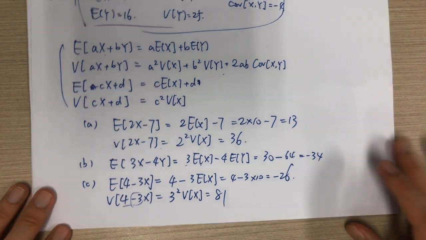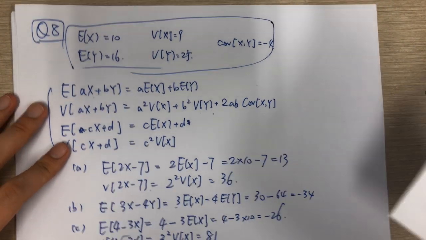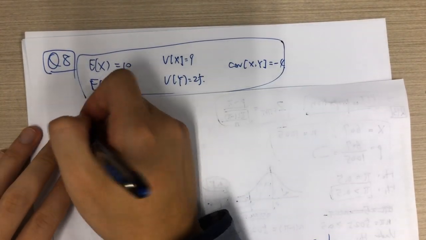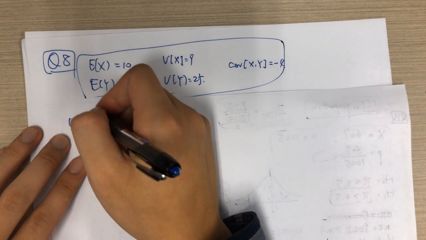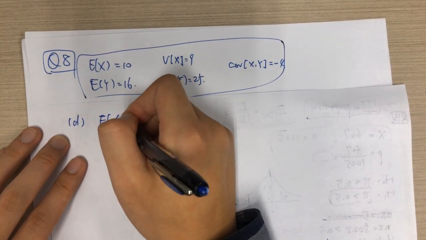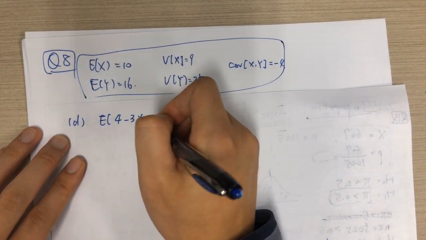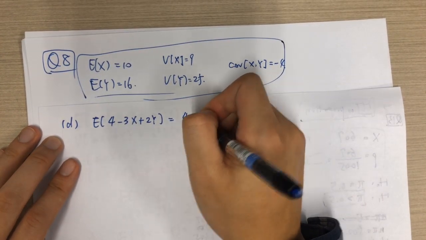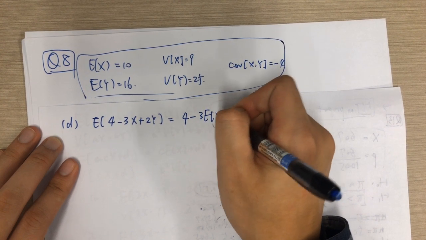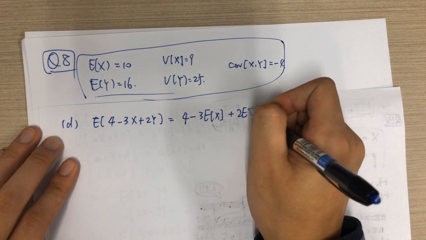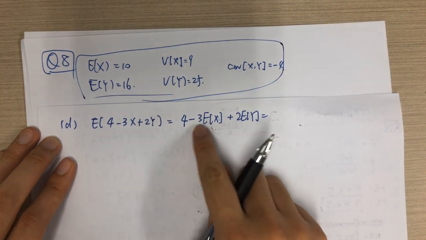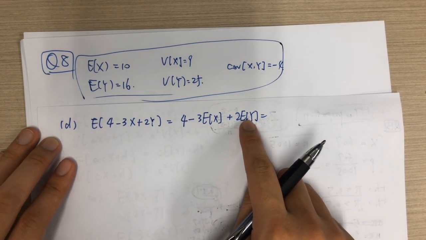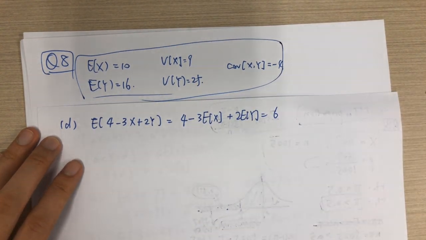Okay, finally, D. Oh my god, D, I think D is the most difficult one. So for question D, we are asked to find the expected value of 4 minus 3x plus 2y. So again, this one is easy. 4 minus 3 times E of x plus 2 times E of y. It's going to be 4 minus 30 plus 32, which is 6, right?